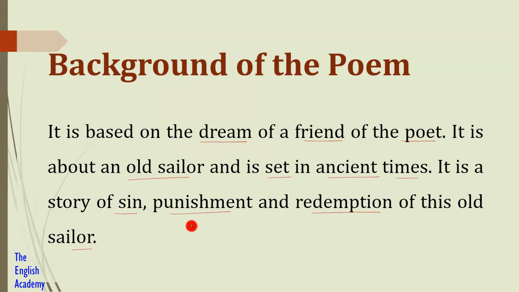In this poem, we'll come across an old sailor, a person who went to the sea. And this poem was written many years ago. So the setting of the poem is also of the olden times, the ancient times. Basically, this poem gives us the lesson of how a person commits a sin, how he does a wrong act, how he is punished for it, and later on how he feels sorry, he feels guilty for his misdeed.